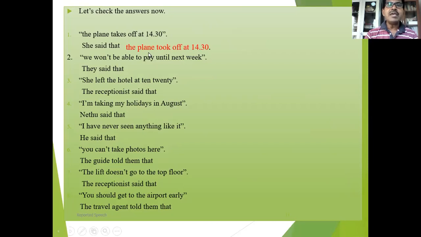Look at the next one. We won't be able to, will not be able to pay until next week. Future simple. Then what happens to the future simple verb? Look at this. Look at the 'we' becomes 'they'. What happened to the pronoun 'we'? It becomes 'they'. And 'won't' becomes 'wouldn't'. That is the rule I taught you earlier. Then let's look at the next one.